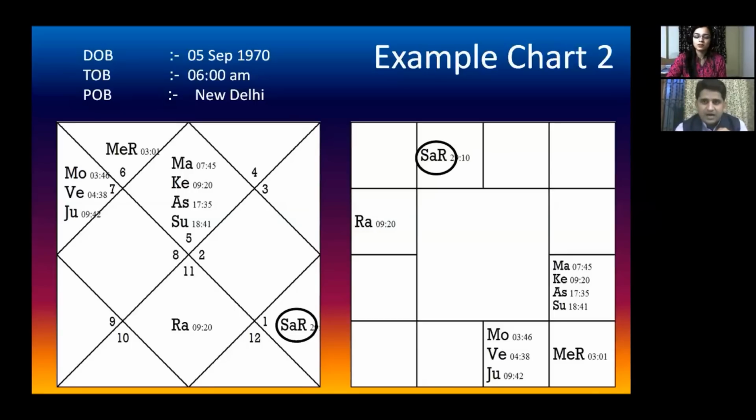I'm repeating, if a planet is posited in its own house and becomes retrograde, in that case the relative or the person represented by that particular house is a strong-headed person. And that particular house should flourish if there is no negative aspect on it. Okay, perfect.